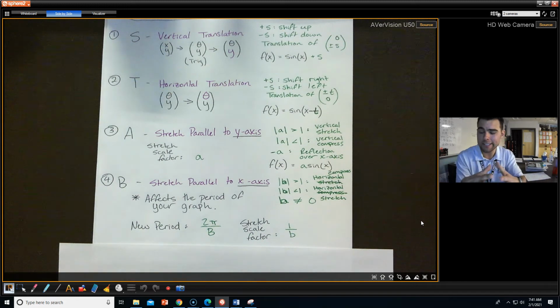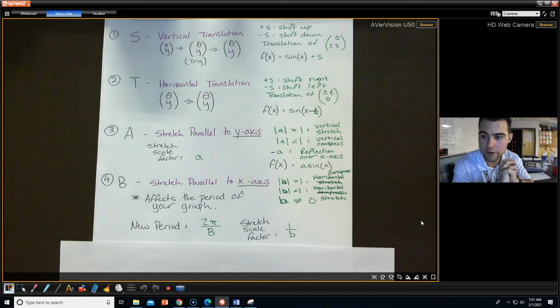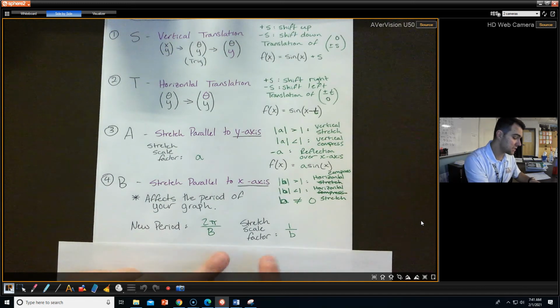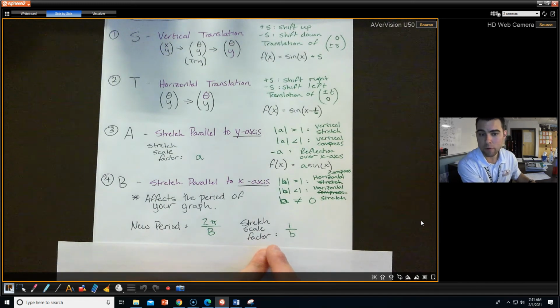What's going on is it's affecting the period of our graph. If you remember with sine and cosine, the period of our graph is 360 degrees or 2 pi radians, okay? So what this does is that it actually takes our x values because it's in the horizontal direction.